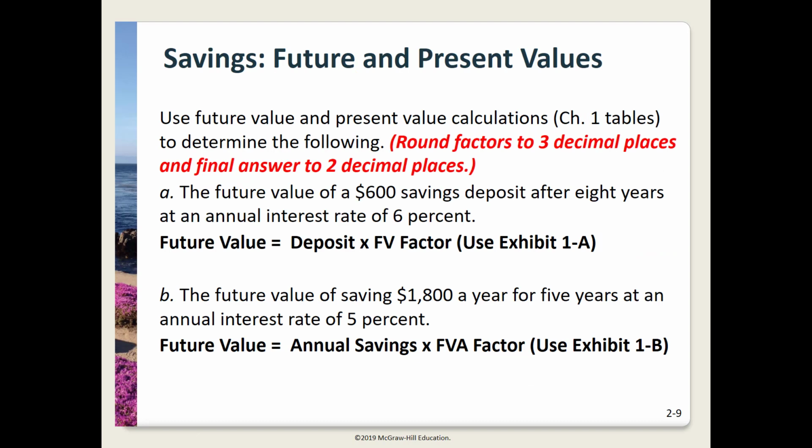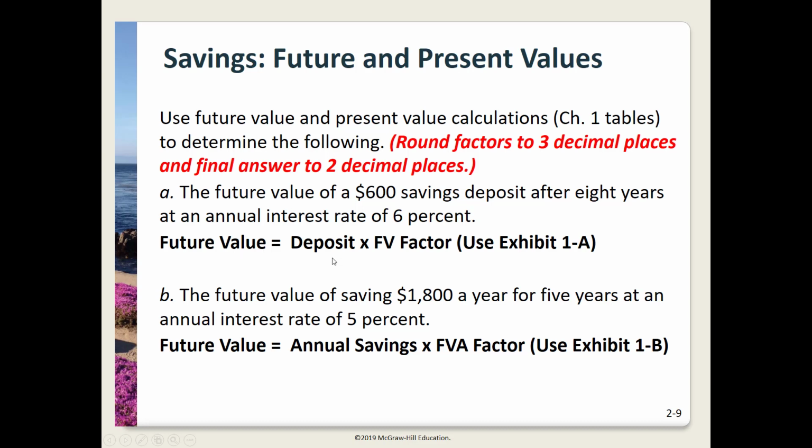Next, we're going to be examining savings, and we're actually going to be doing future and present values, things that we learned back in Chapter 1. So use the future value and present value calculations from the Chapter 1 exhibits to determine the following. And again, the homework does have specific rounding rules that you need to follow. So in Part A, the future value of a $600 savings deposit after 8 years at an annual interest rate of 6%. So the formula we're working with, again, is a future value formula.